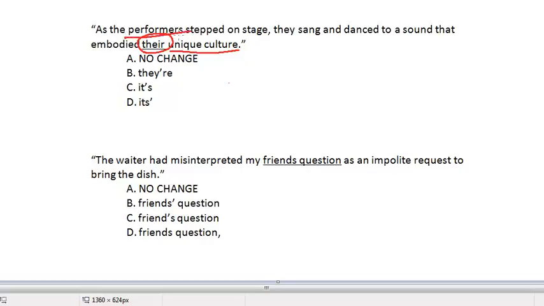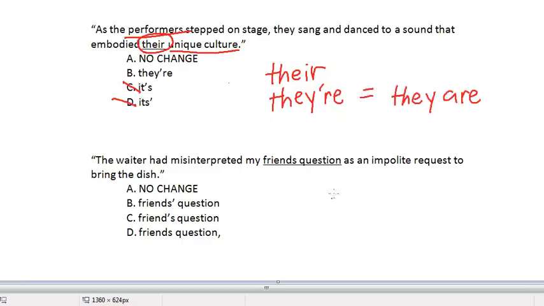So now that we know that we are referring to the performers, which are people, we know that we can eliminate options C and D because we do not use the pronoun it to talk about people. So we have a choice between option A, which is THEIR, and option B, which is THEY'RE. So which one is the possessive and which one is the contraction? If you thought the second one was a contraction, then you're absolutely right. There with an apostrophe is a contraction for the words they are.